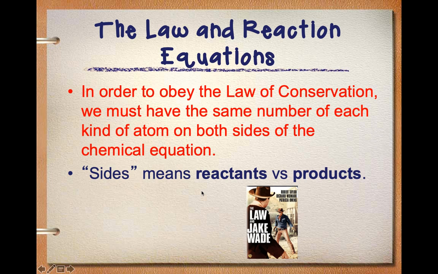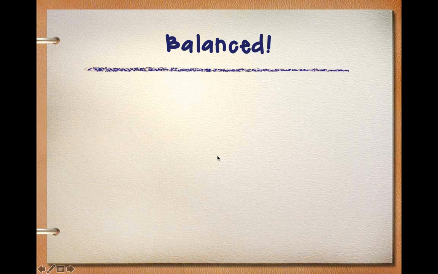Now remember, they can switch orders, they can connect with new things, they can disconnect from other things between the reactants and the products. That's allowed. But the total number of atoms needs to be the same. That's how we connect the law of conservation to chemical equations. That's what we're going to learn how to do next.